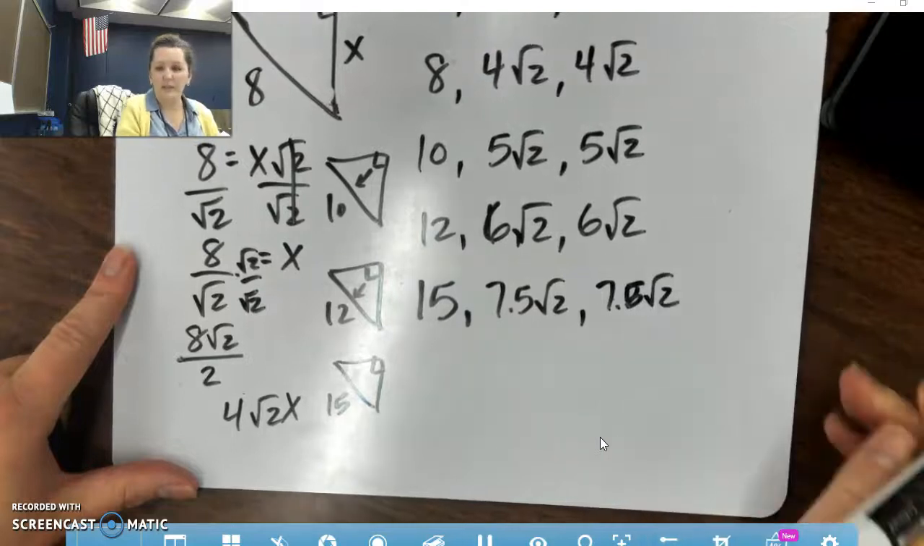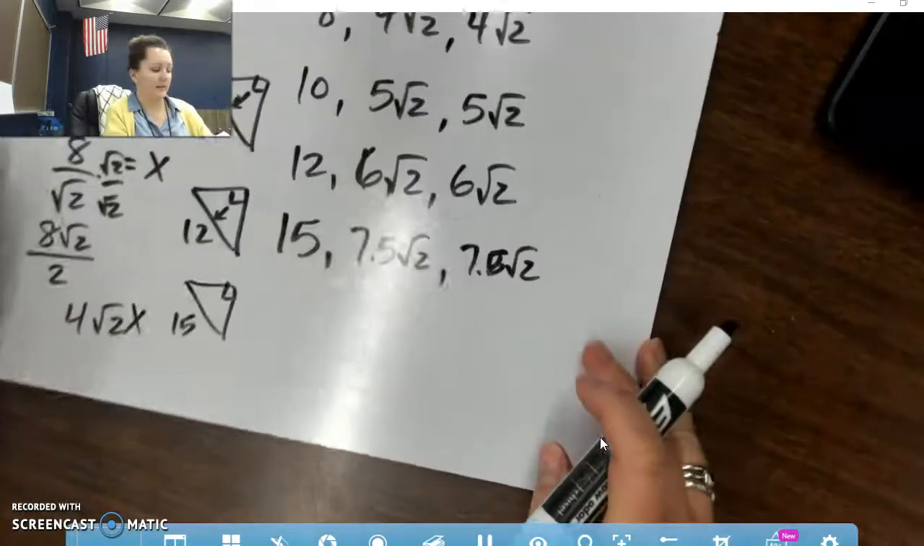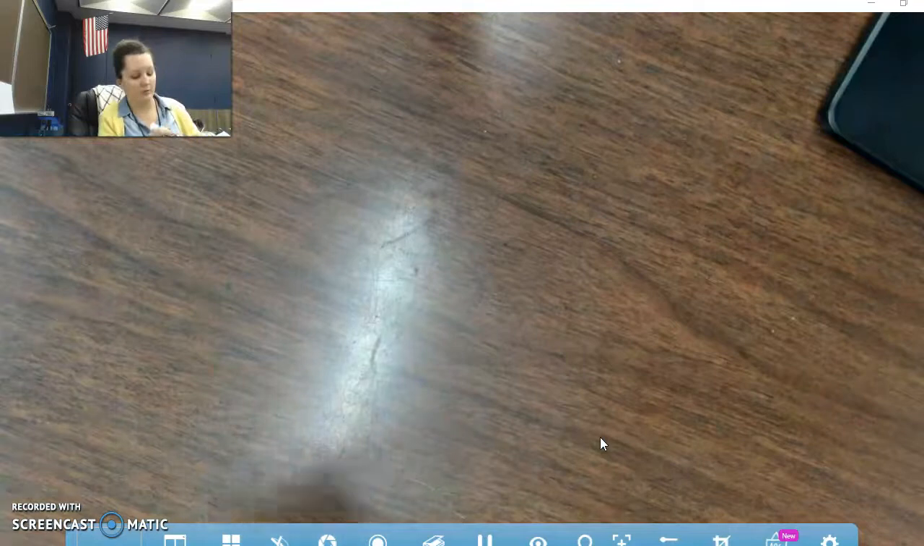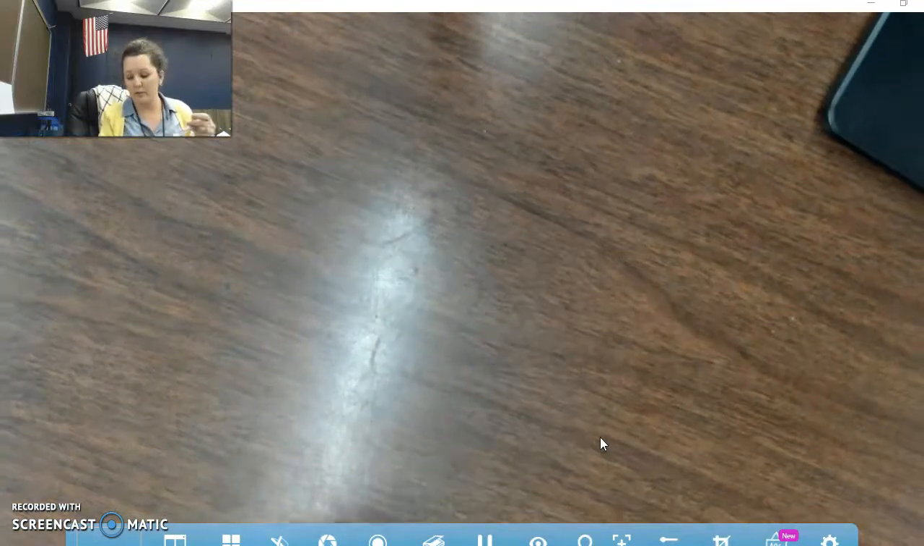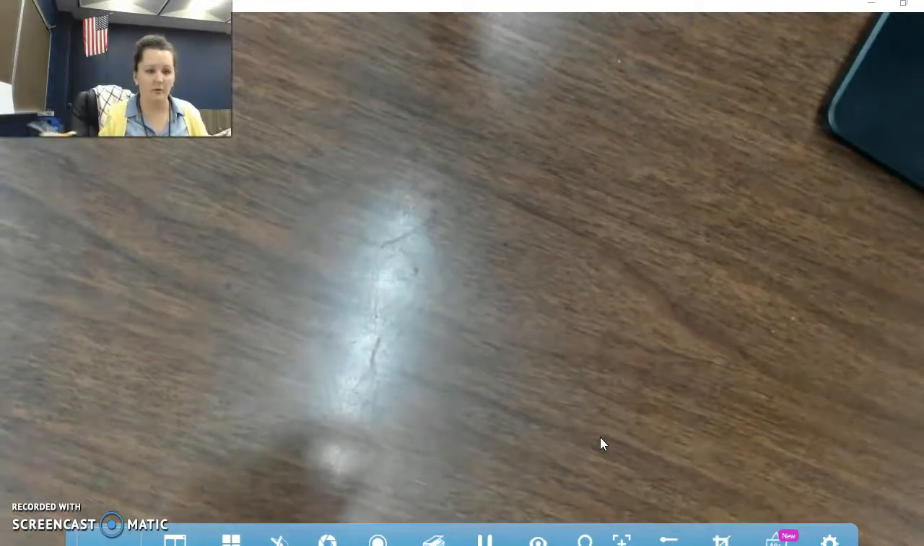7.5 root 2. That's it. Those are the leg lengths. Okay, so let's move on. We'll do one that's a little bit more difficult, like we can't get any more difficult than that.